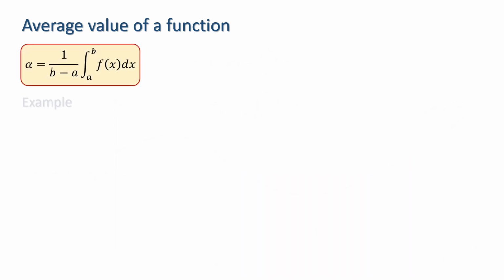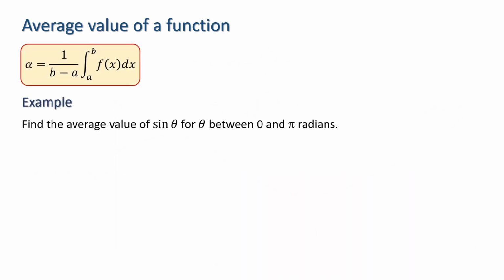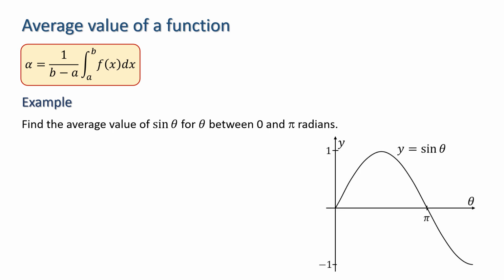Let's do an example. Here we are asked to find the average value of sine theta between 0 and pi radians. In this case, alpha equals 1 over pi minus 0 times the integral between 0 and pi of sine theta with respect to theta. Well, we already did this integral before. It had the value 2. Thus, the average value of sine theta between 0 and pi is 2 over pi.